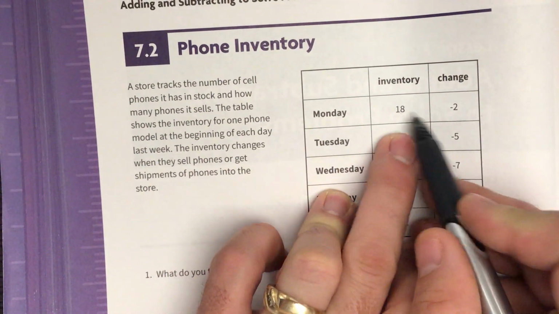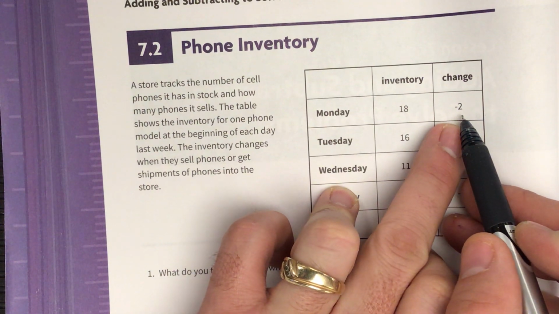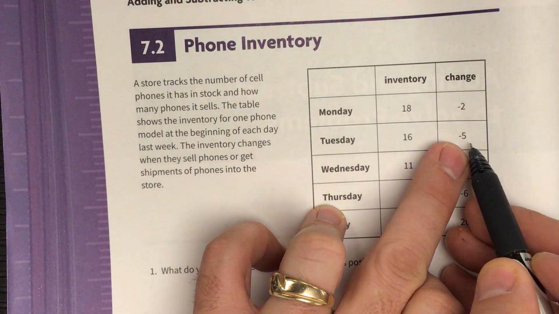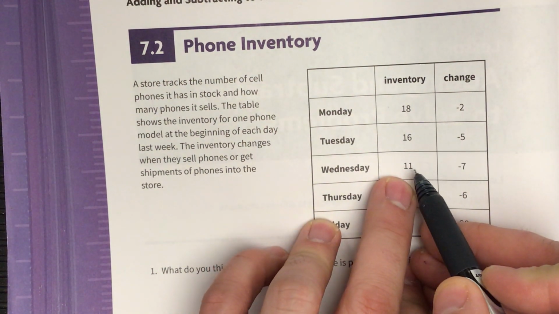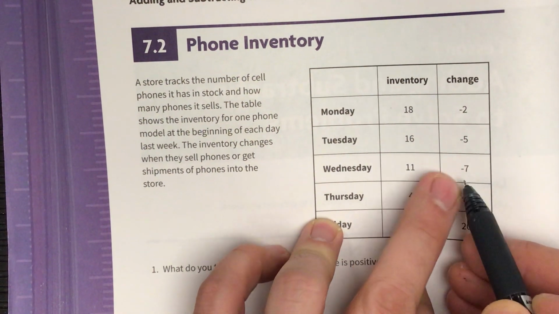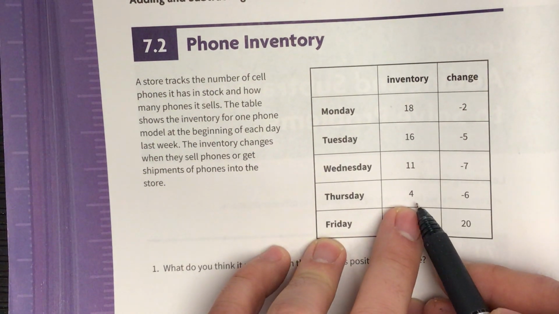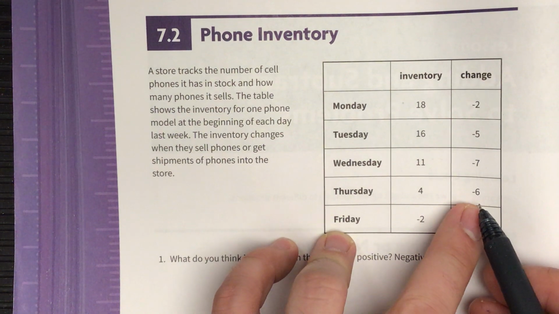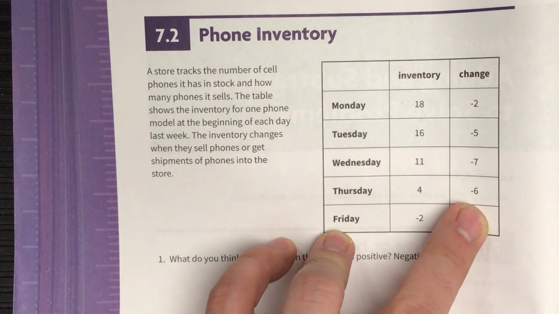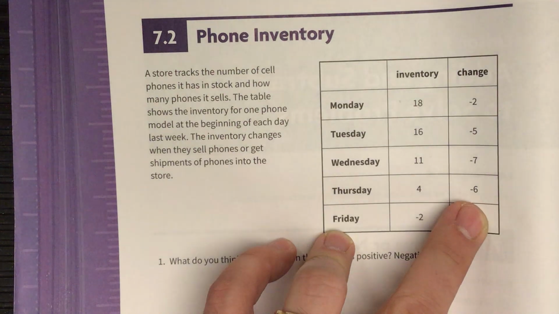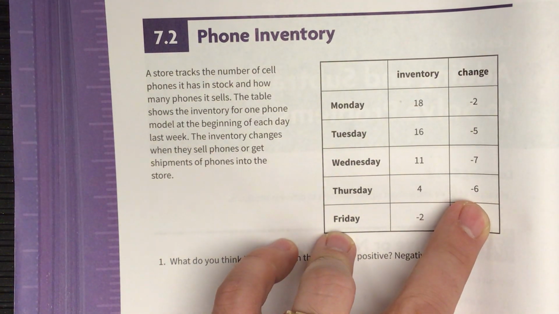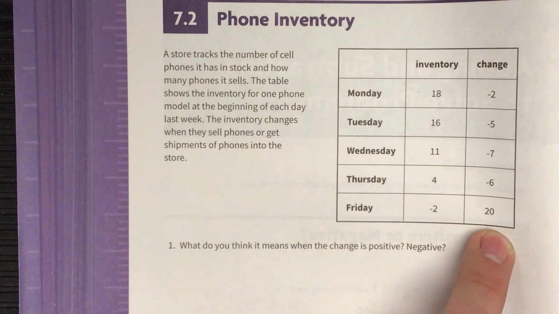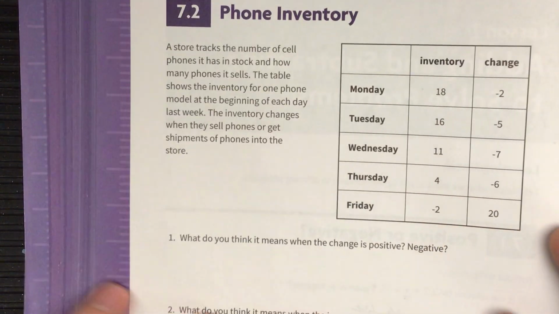We have 18, we sold 2. Now we have 16, we sold 5. Now we have 11, and we sold 7. We have 4, and we sold 6. How can that work? We got 4 and we sold 6. Well, maybe people said, I'll pay for it now, and when a shipment comes in, I'll get it tomorrow or whatever. So we owe 2 people phones, and now I got a shipment of 20 in. We'll talk about the answer here in a minute.